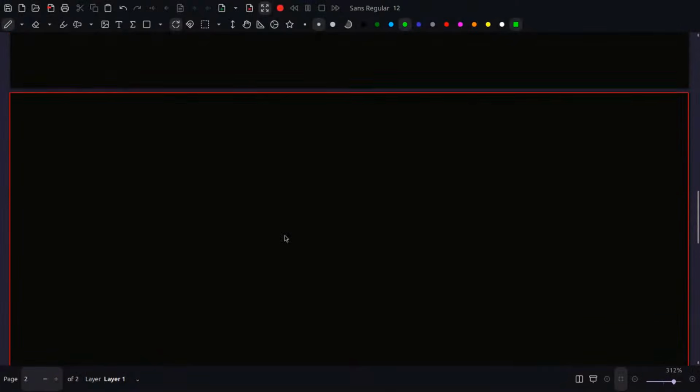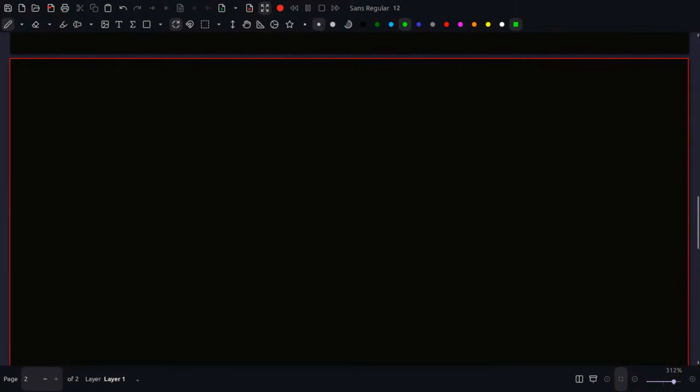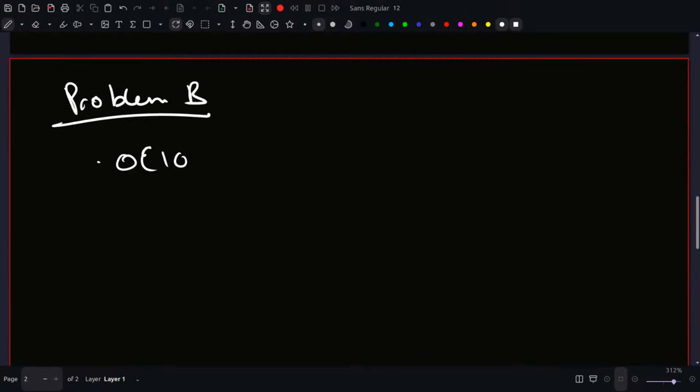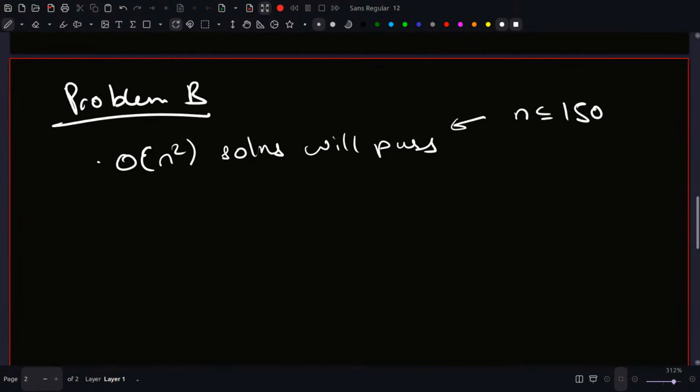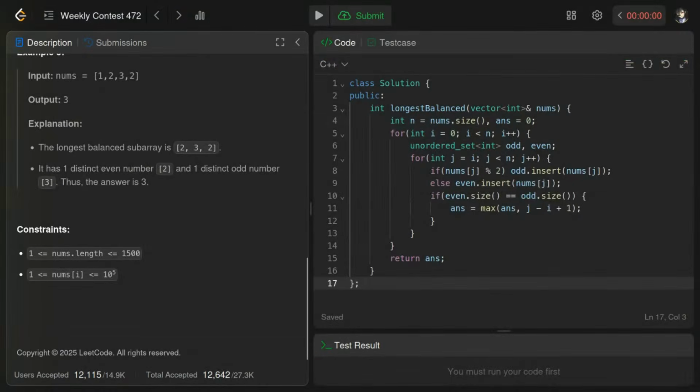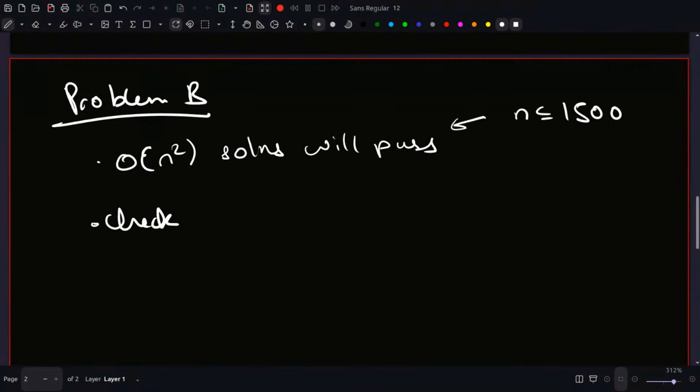So since the length is only about 1000, a big O of n squared solution will pass, since n is less than or equal to 1500, right? So if an n squared solution passes, that means we can check all subarrays. So we simply check all subarrays.